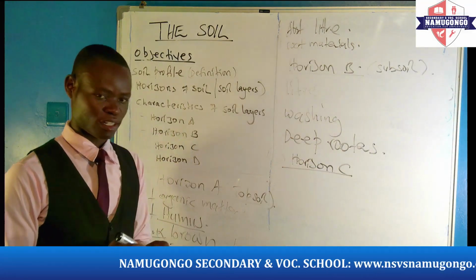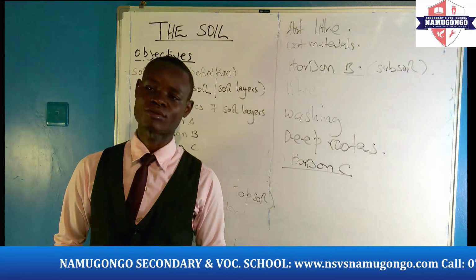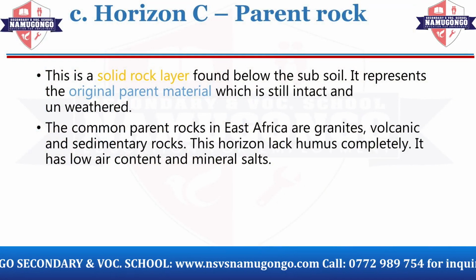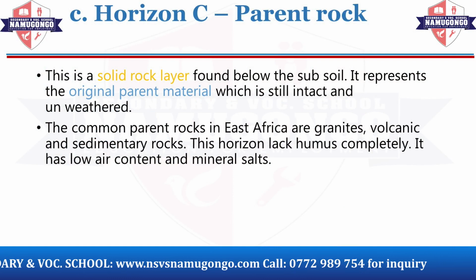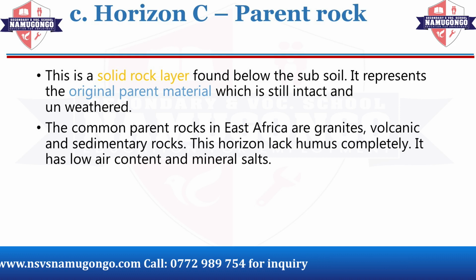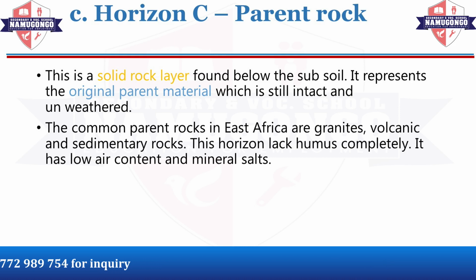Then horizon C. Let's also look at horizon C. What is this horizon made of? You can also refer to it as the parent rock. Parent rock, what do we mean? This is made of solid rock, which is found just below the soil.